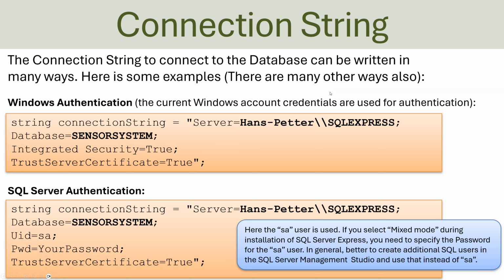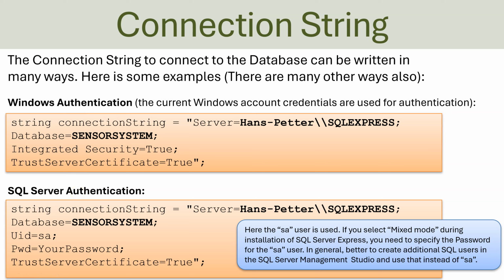Then we need to specify a proper connection string so we are able to communicate with the database. So here you see some examples. The connection string can be written in different ways. Two main options: either use Windows authentication, then this current Windows account is used in order to log on to your database, while the other option is SQL Server authentication.